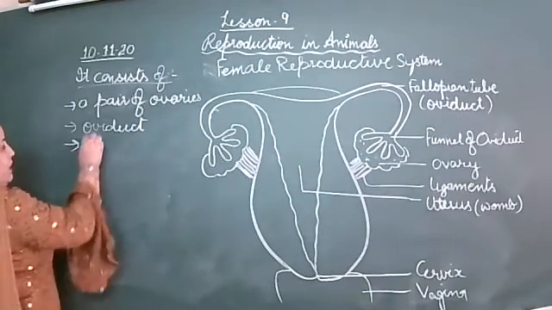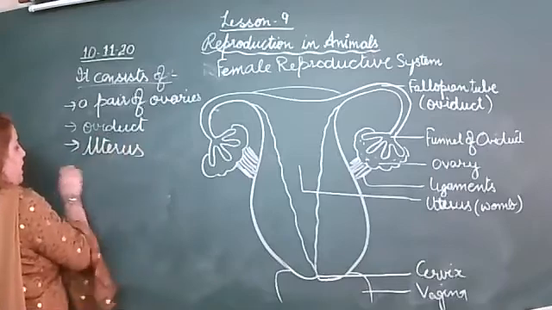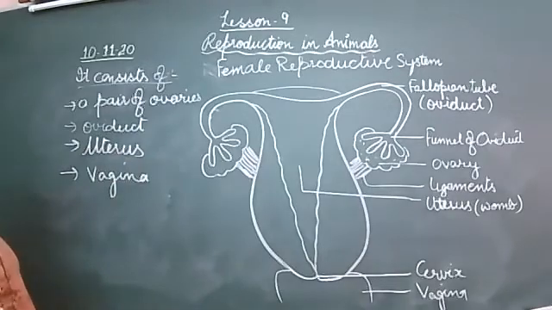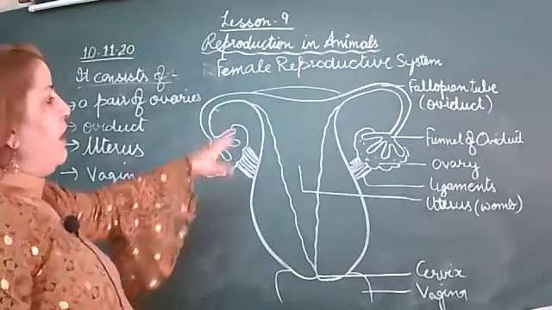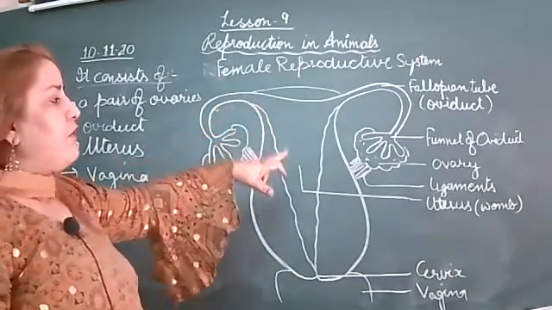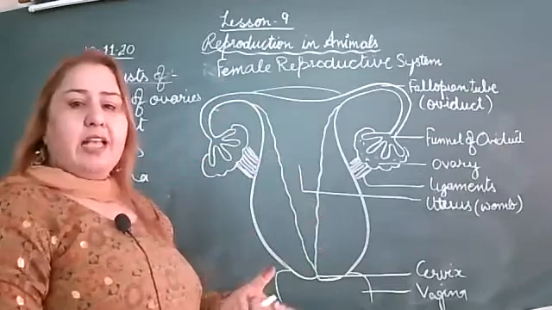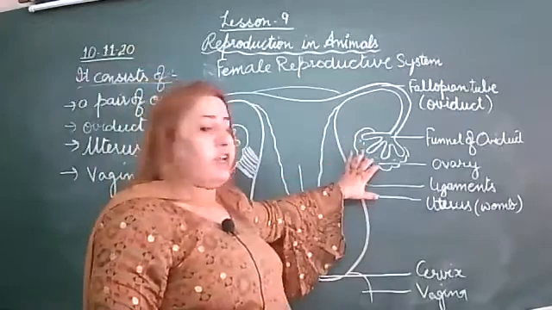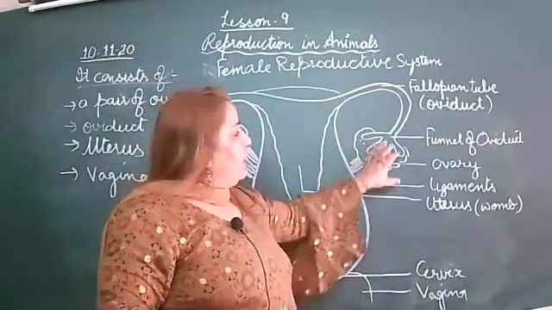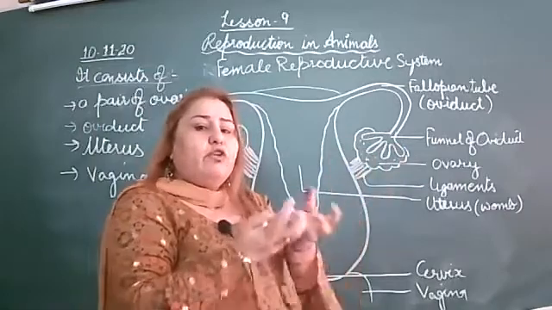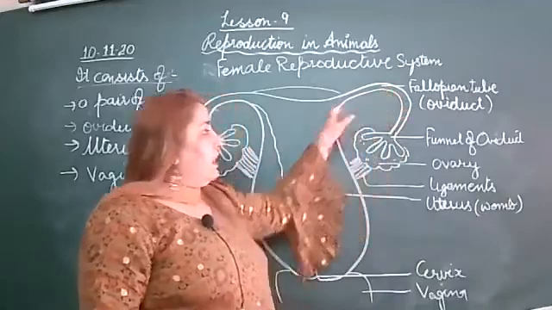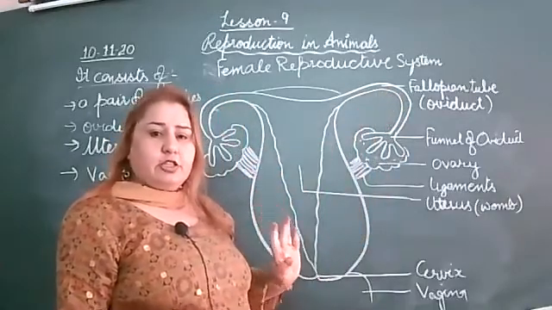Write down the third point, uterus. Then you will write down vagina. Those are the main parts of the female reproductive system. The fallopian tube or the oviduct, the funnel of the oviduct, will carry the eggs or the ova. As the ovaries release the eggs, the finger-like fimbriae will collect them. Then they will move from here into the fallopian tube, and that I will explain in fertilization.